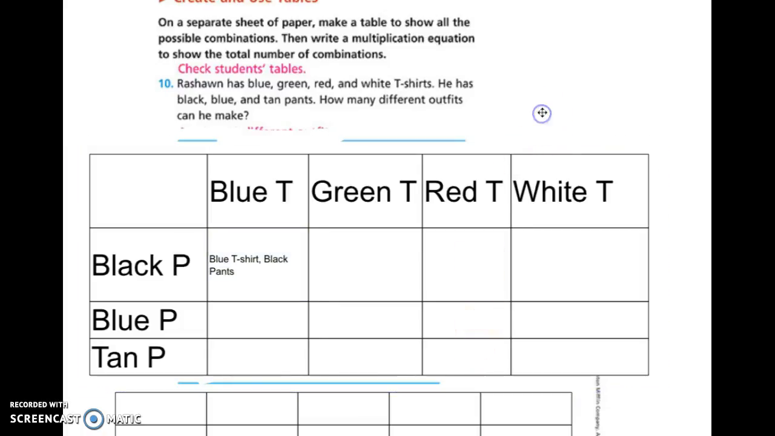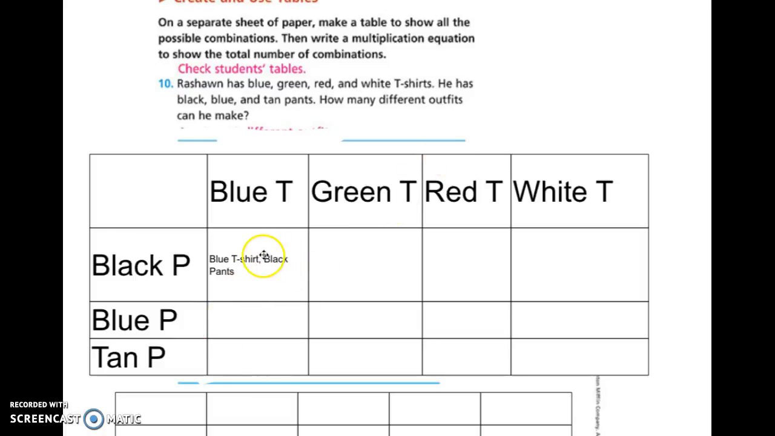So they want us to write an equation, a multiplication equation, to show how we could figure out how many different combinations it can have. Now I'll show you a little trick. What I usually do is I count the number of options for each. So in this case, t-shirt wise, I have 1, 2, 3, 4 options. For pants, I have 1, 2, 3 options. Now if I multiply 4 times 3, I should get the total number of combinations.